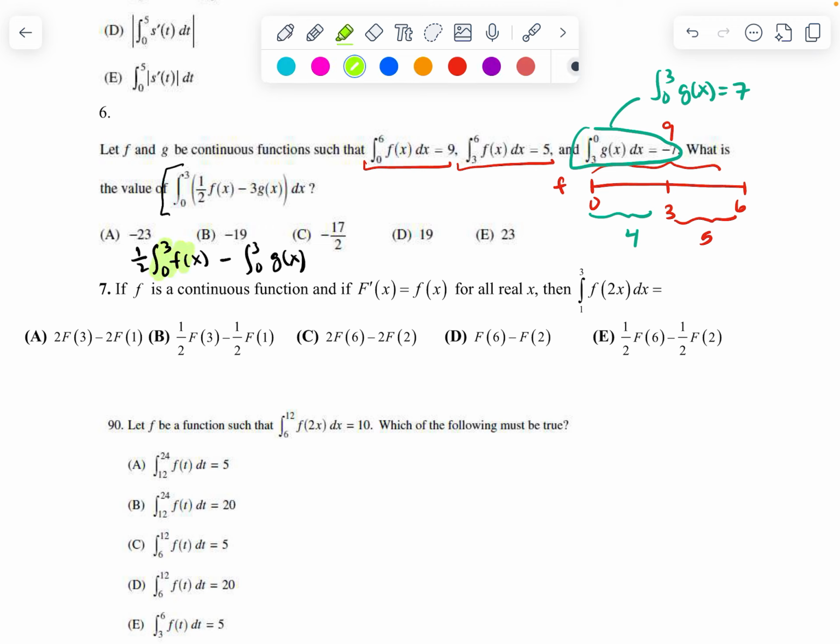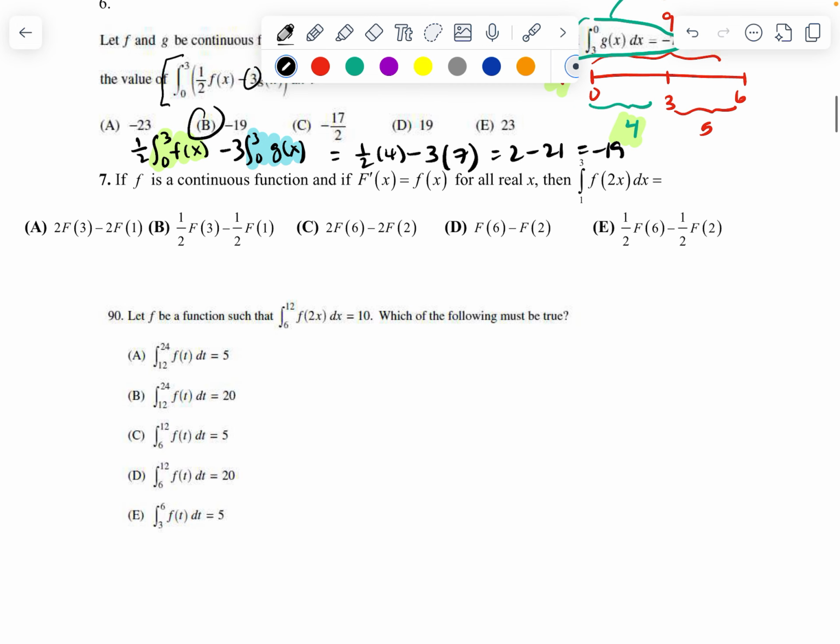So what's the integral from 0 to 3 of f of x? Well, it's this guy. We found out that was 4. So I'm going to write 1/2 of 4. And then minus, what's the integral from 0 to 3 of g of x? Well, they told me right here the integral from 0 to 3 of g of x is 7. So this is minus, I forgot to pull out the 3. Oh my gosh, you guys, let's pull that out. Minus 3 times 7. So half of 4 is 2. 2 minus 21 is -19, which is B.